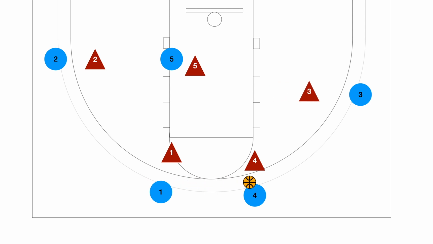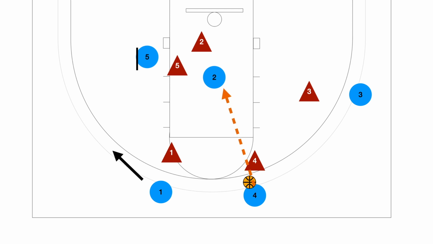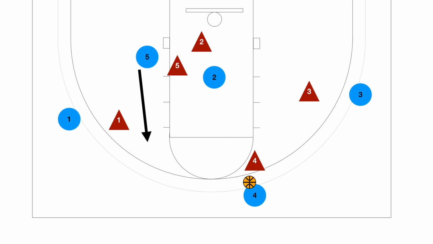To do this, 5 is going to set a flex screen for 2. 4 is going to look for 2 coming off the flex screen. When the screen is occurring, the other slot player is going to space away to the wing, and the 5, after setting the screen, will replace player 1 up at the slot. The same action will occur on the opposite side.